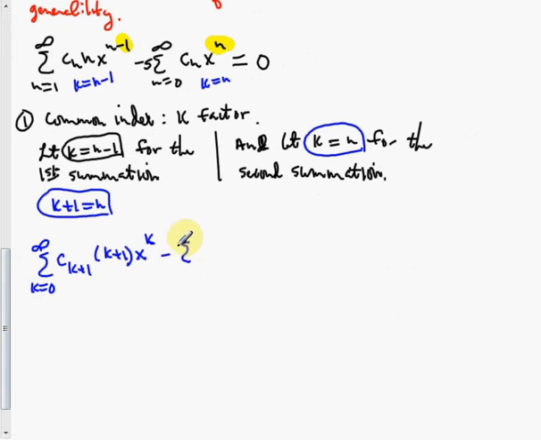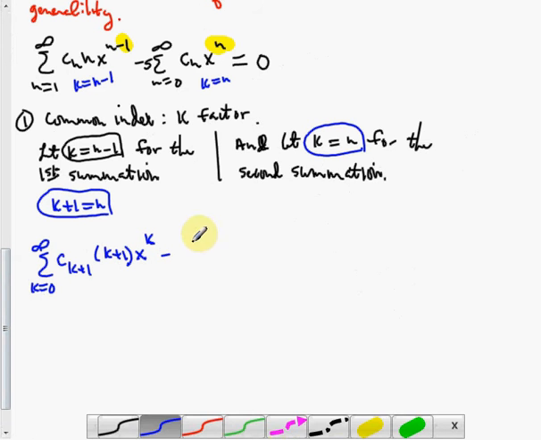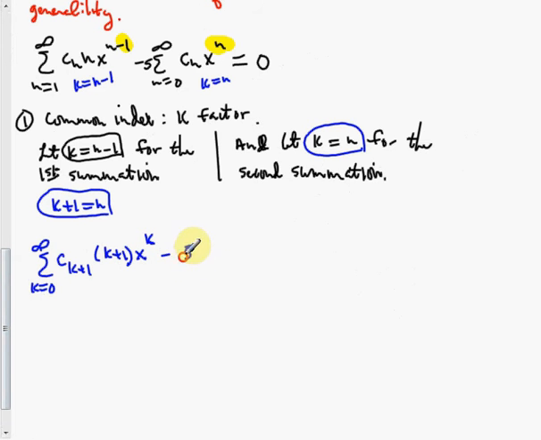Minus 5, 5 in summation. Minus 5 times the summation. Here, since k is equal to n directly, just replace the n with k. K goes from 0 to infinity, c sub k times x to the k is equal to 0. Okay.